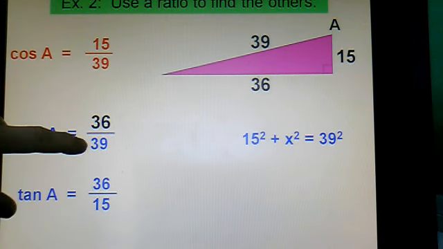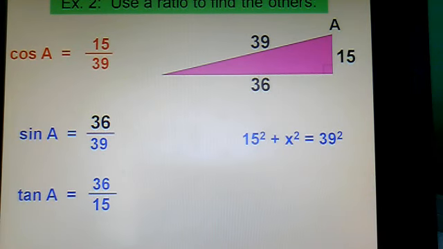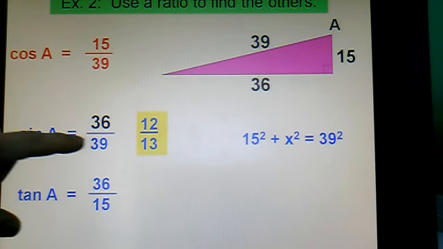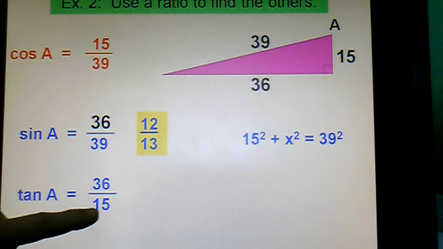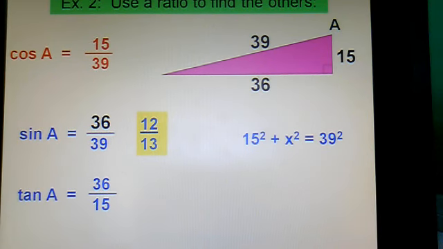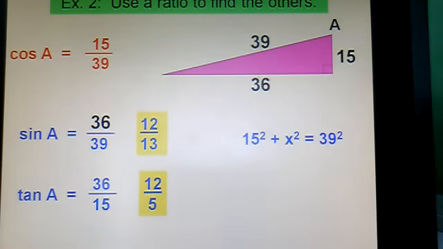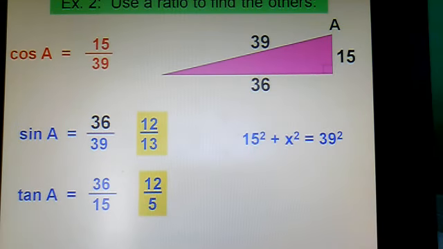So divide them both by 3. 36 divided by 3 is 12, and 39 divided by 3 is 13. And this one is kind of the same thing. 3 goes into 15 5 times, 3 goes into 36 12 times, and you're good. So those are the reduced answers that I'm looking for, simplified answers.